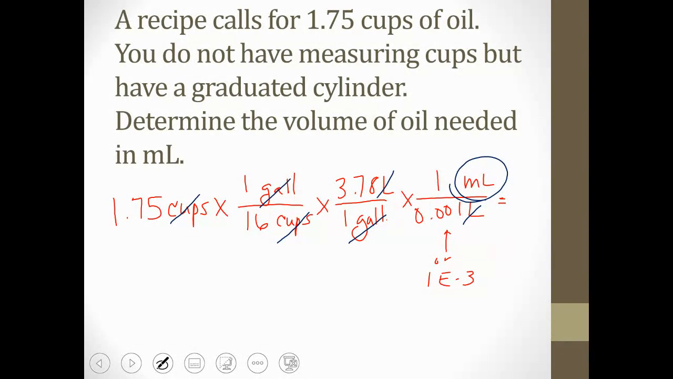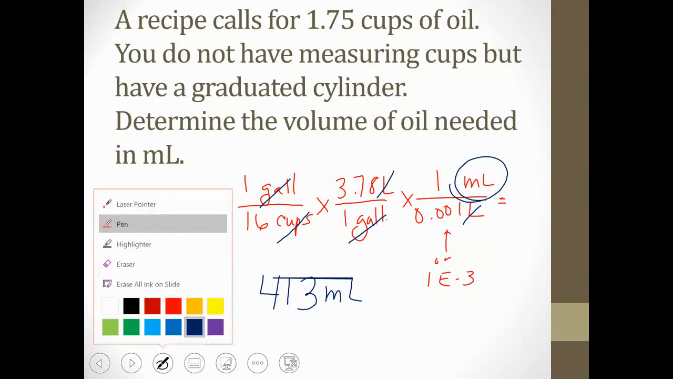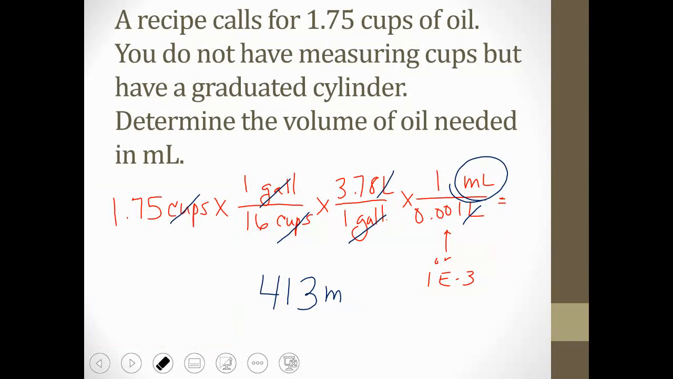In this particular problem, when we're plugging it into the calculator, you take 1.75, you divide by 16 because it's on the bottom, multiply by 3.78 because it's on the top, and divide by 0.001 because it's on the bottom. And when you do that, you should get 413 milliliters. Okay.